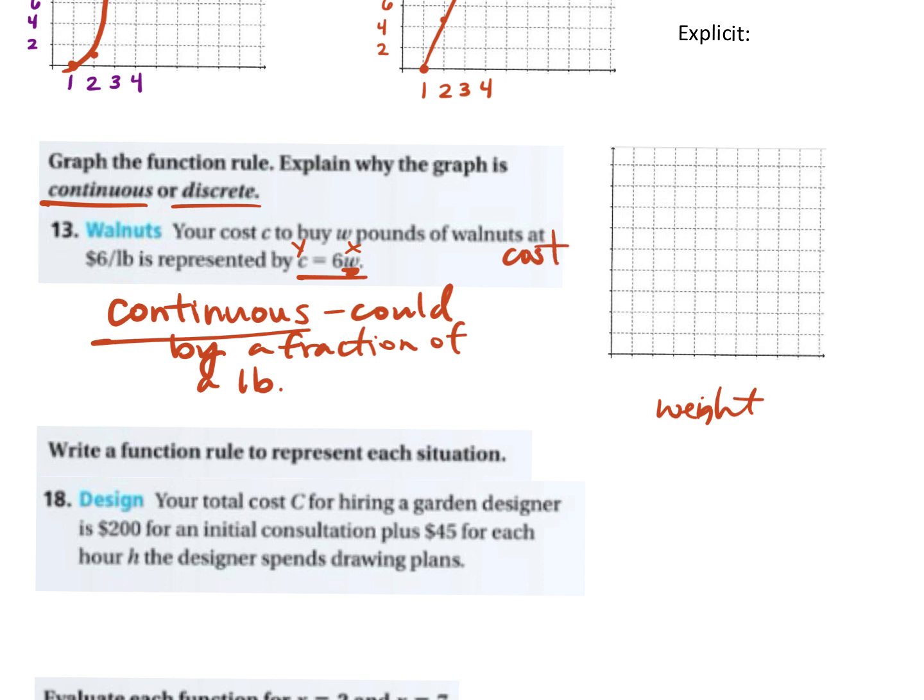So on the bottom, you could count by ones. You can count by 1.5 or halves if you wanted, just to show the fractions of a pound. And then if it is $6 per pound, you could count by sixes, but that's going to make for a really short little graph. I would probably just count by twos, maybe. So 2, 4, 6, 8, 10, 12, 14, 16, 18.